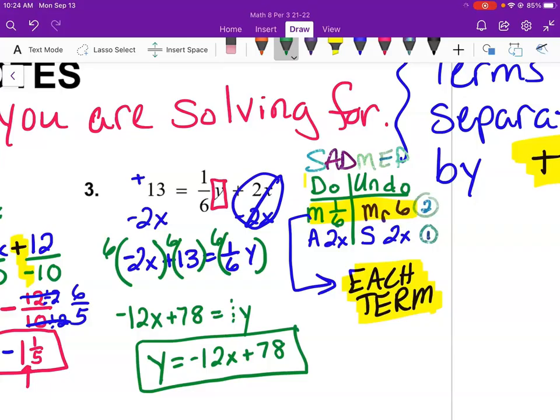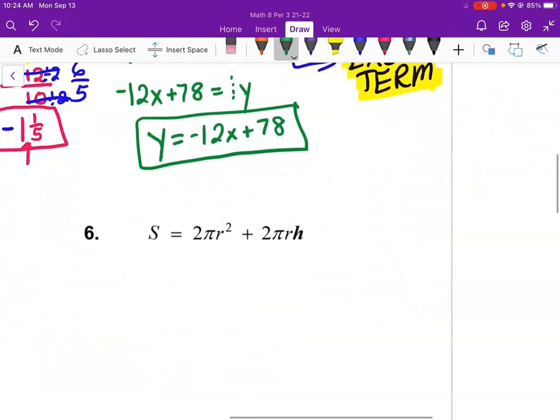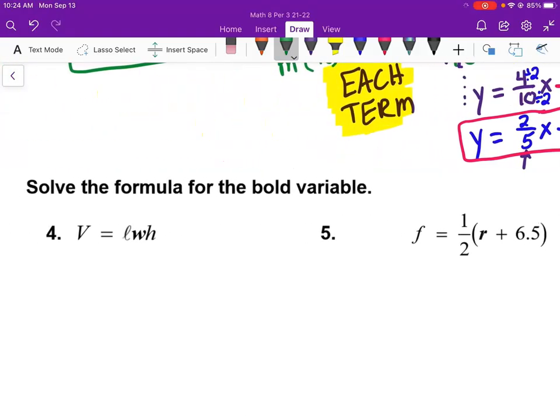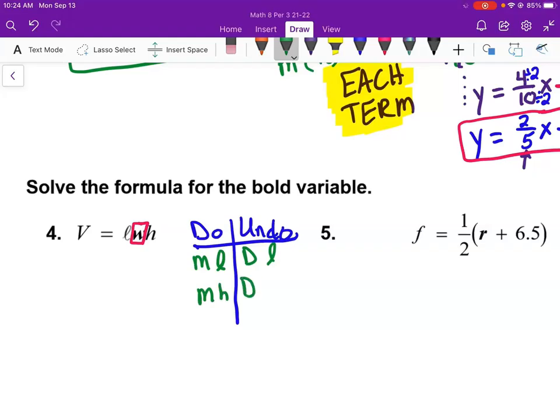Okay, bottom. Notice this time it says, for the formula, solve for the bold variable. So again, I'm going to box what I'm looking for. This one actually is kind of cool. There's a number of formulas that are like this. So we have do and undo. So what's going on between L and W? I'm multiplying by L. How do I undo that? I divide by L. Then I've got multiply by H, so I divide by H.